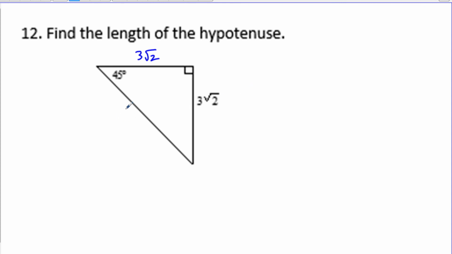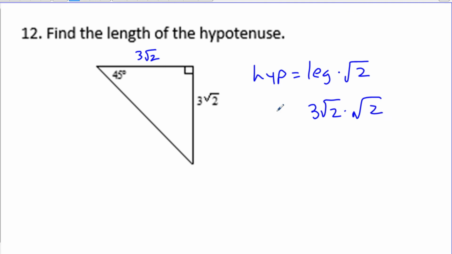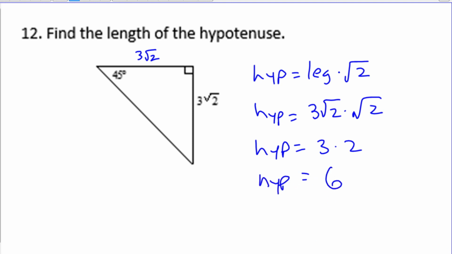All right, and then the hypotenuse would be those legs, pick one, right? So hypotenuse is equal to leg times the square root of 2. So I need to take 3 square root of 2 and multiply it by the square root of 2, and that will give me the length of the hypotenuse, which is what they asked for in this problem. So again, be careful. Square root of 2 times the square root of 2 is just 2. So my final answer here is 3 times 2, which is 6. So my hypotenuse for this problem is 6 units long.